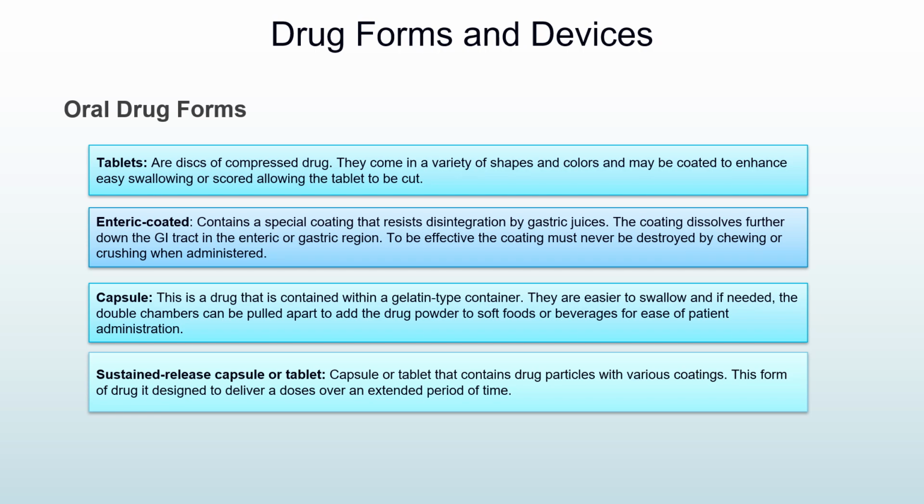Capsules. So this is a drug that's contained within a gelatin-type container. They are easy to swallow if needed, and the double chambers can be pulled apart to add the drug powder to soft foods or beverages for ease of patient administration. Sustained release capsule or tablet. So this is a capsule or tablet that contains drug particles with various coatings. This form of drug is designed to deliver a dose over an extended period of time.